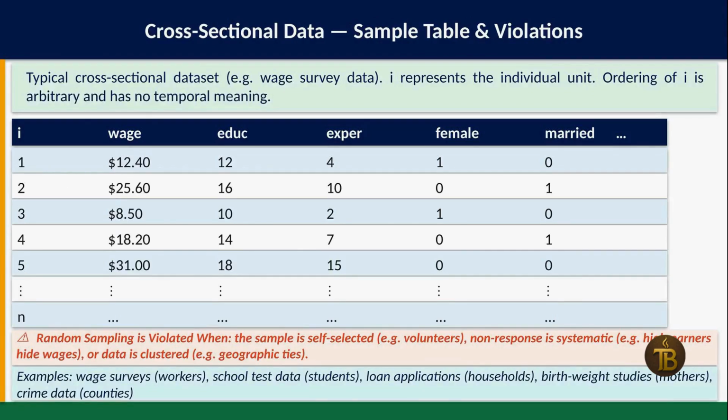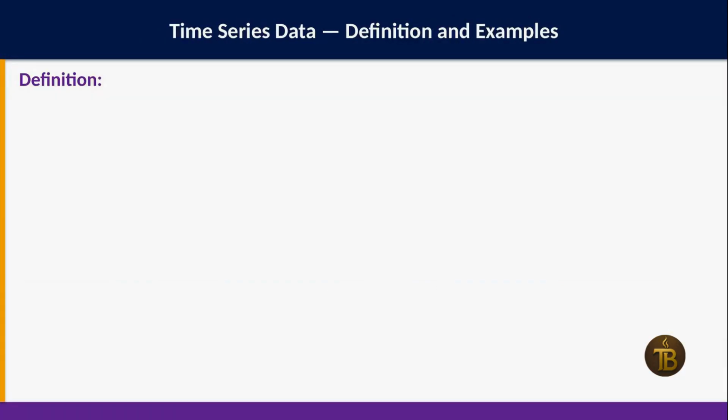Here's what a typical cross-sectional dataset looks like in practice: a wage survey, where each row, i, is one individual, and the order of those rows carries no meaning whatsoever. But random sampling can be violated in several ways. When the sample is self-selected, such as volunteers. When non-response is systematic, for example, high earners refusing to report their wages, or when the data is clustered geographically. You'll see this kind of cross-sectional structure constantly in wage surveys, school test data, loan applications, birth weight studies, and crime data by county.